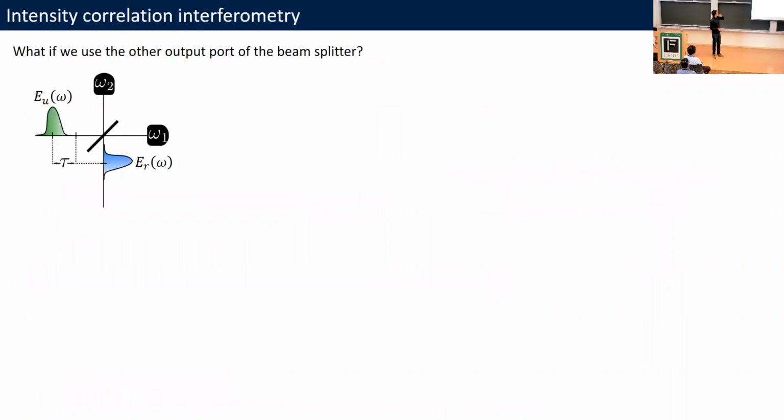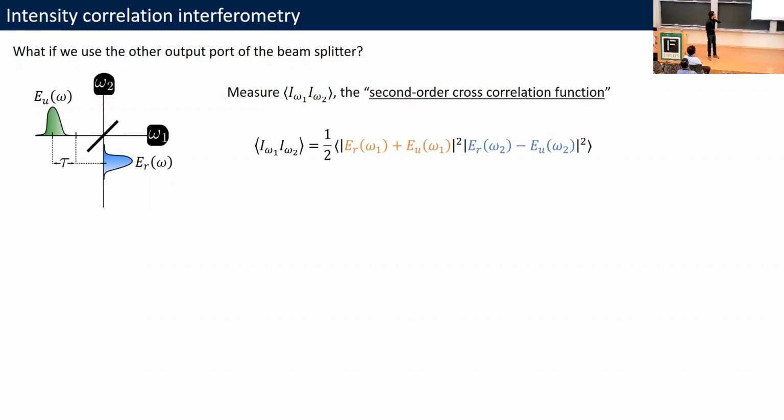Well, the good question you can ask is, what if you use the other output port of the beam splitter? So now we'll measure spectral intensity at both output ports. Again, everything here is classical. Now what we're going to measure is correlations between the intensities at the output of the beam splitter. And that's given by just the sum of the amplitudes and with the right phases. And the brackets here, the angular brackets, are just going to be some sort of average over many measurement trials.